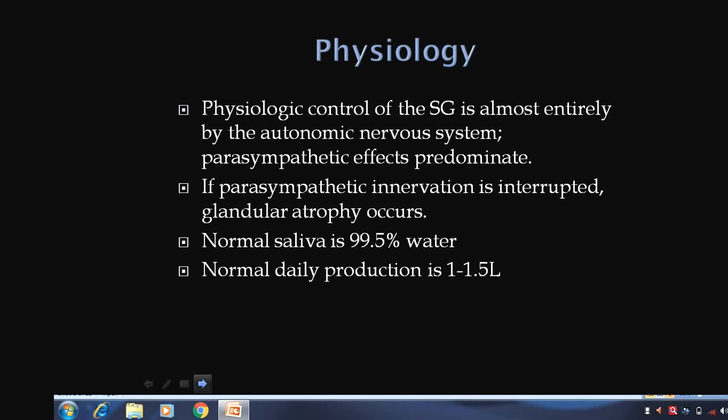Now in its physiology, the control of the salivary glands is entirely by the autonomic nervous system. Parasympathetic effects predominate here. If parasympathetic innervation is interrupted, glandular atrophy occurs. Normal saliva contains 99.5% water, and normal daily production is about 1 to 2 liters of salivary secretions.